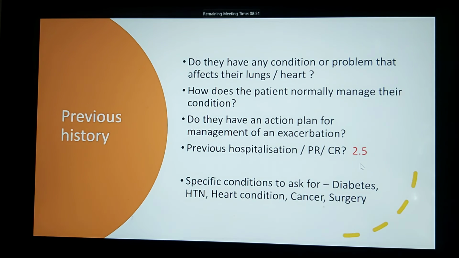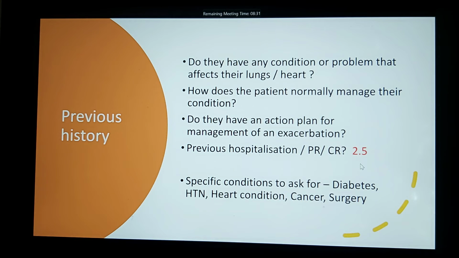Let's go on to the next one, that is looking at previous history. In previous history, you would look at the previous history from the file itself. There is always a summary there which lets you know about all the previous history.